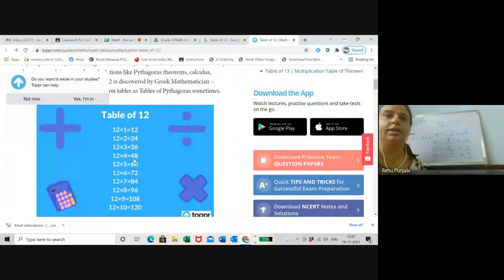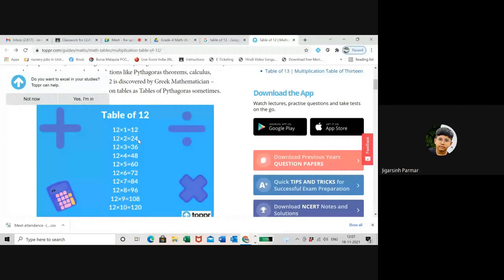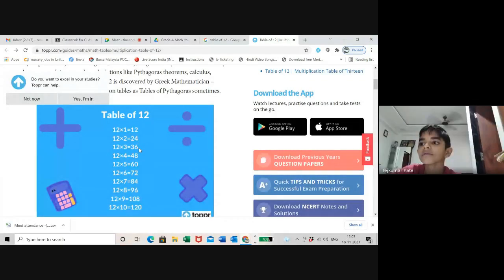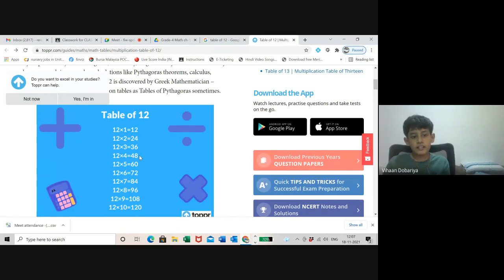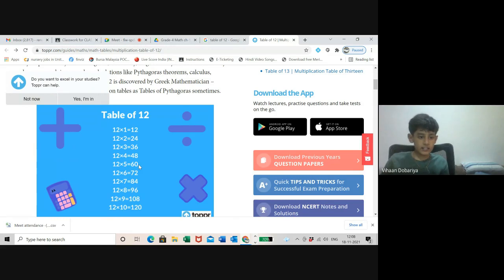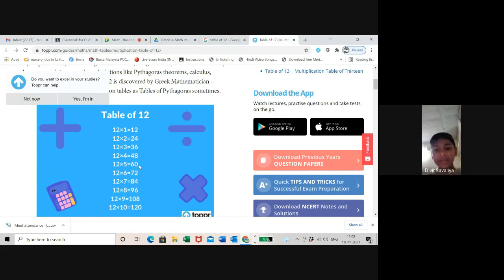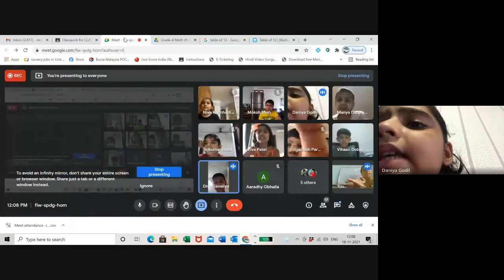Okay, this is the table of 12. I will put a cursor. You all have to say together. Okay, let's start. Read the first line. 12 ones are 12. 12 twos are 24. 12 threes are 36. 12 fours are 48. 12 sixes are 72.